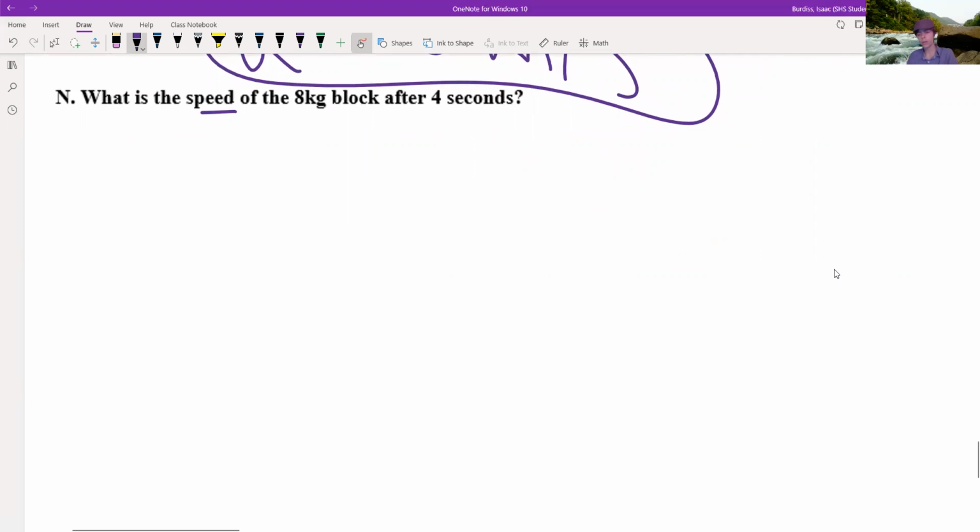Oh, great. What is the speed? See, sometimes you have to connect other units, kinematics. What is the speed of the, well, the mass doesn't matter, it's just saying, after 4 seconds.